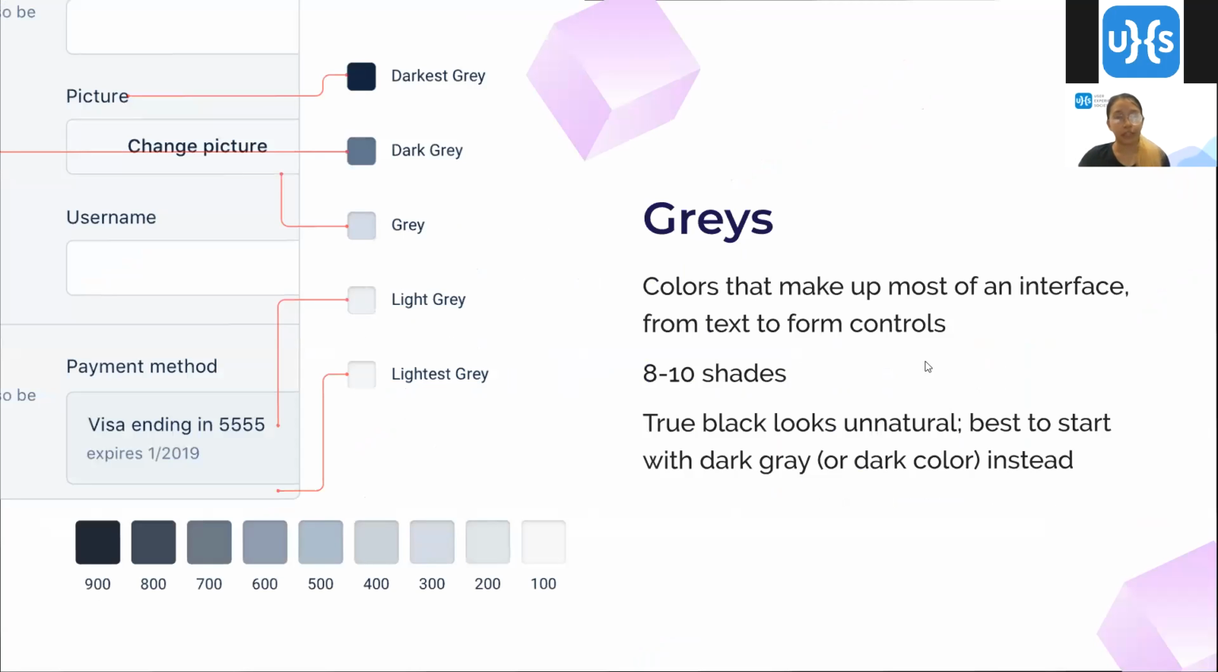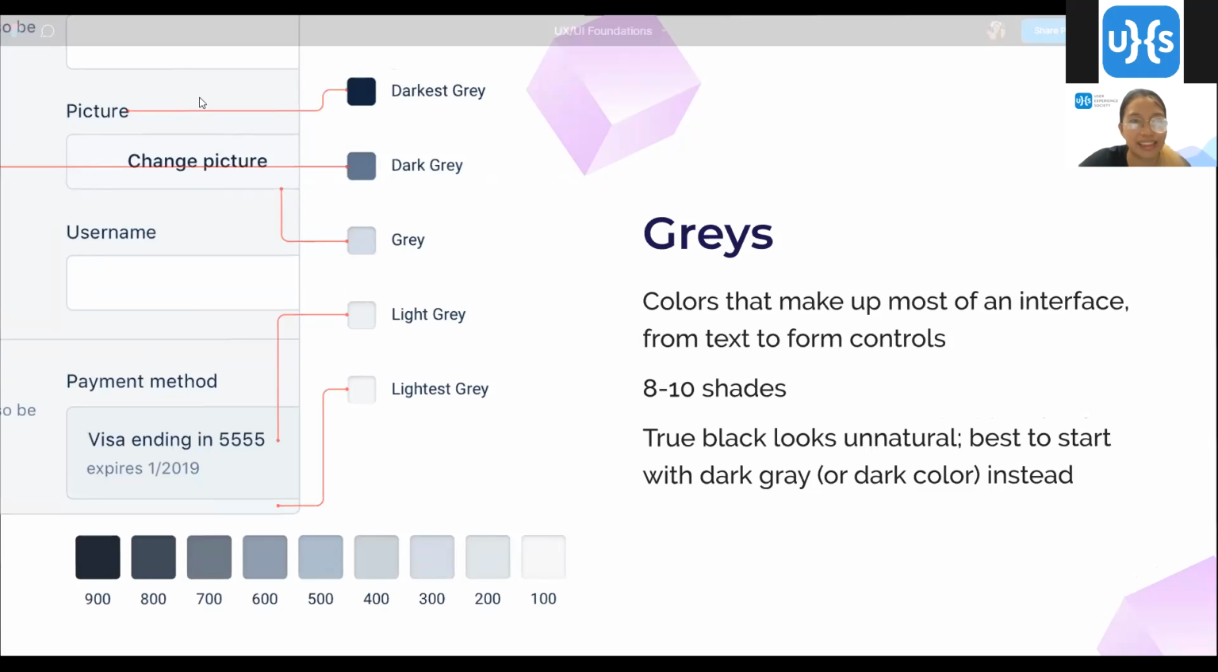The most important is grays, because these colors make up most of an interface, from the text you read to the forms you fill out and so on and so forth. And don't be shocked, you actually need 8 to 10 of these, even if it doesn't seem like it. As one example, in the picture above, even if the colors look mostly the same, there are actually 5 different colors being used.